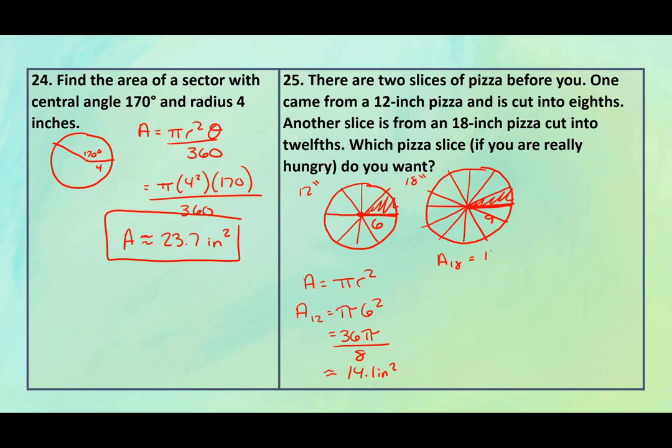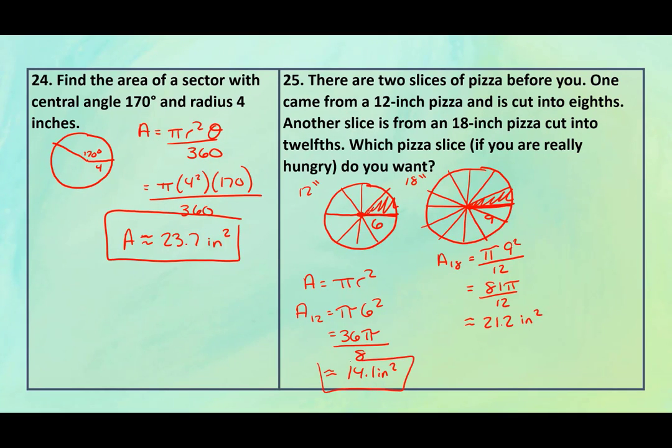Now let's look at the area of the 18-inch pizza. We have pi r squared, so in this case 9 squared, but because we're looking at 12 slices, we're going to divide the whole thing by 12. So now we have 81 pi over 12. We can put that directly into our calculator again, and you're going to get 21.2 inches squared.